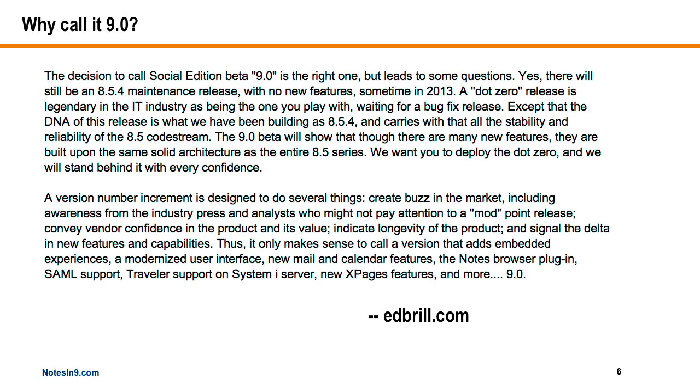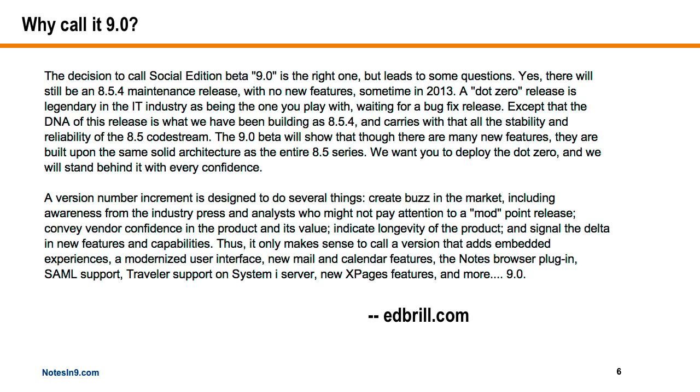So what I imagine happened is they sat around a table and they said, well, look at all these new features. You've got this Traveler Support in System I. You've got all these user interface enhancements for the mail and the embedded experience. You've got this great new Notes browser plugin, which is a way to get your existing client apps without modifying them at all and make them accessible via a browser, and you can even replicate and stuff, I believe. So that's really cool. So this is just too much to just call it 8.5.4. It really is 9.0. It's a major version. So I'm sure that they got around this table and they said, that's why we're going to do that.